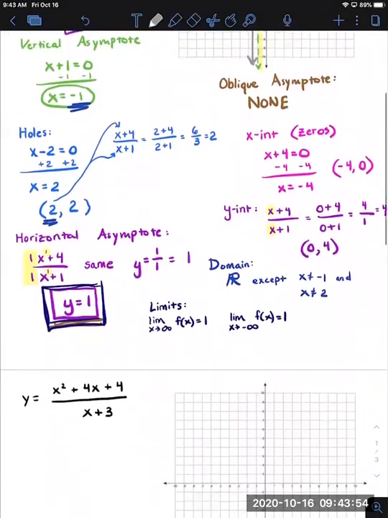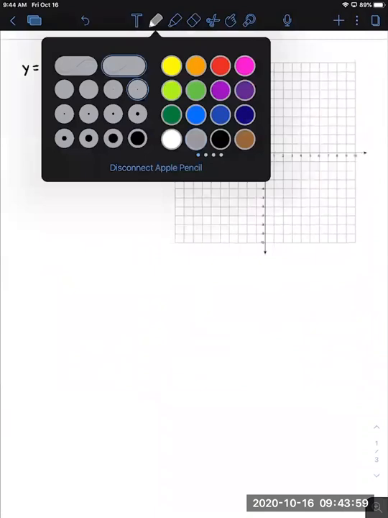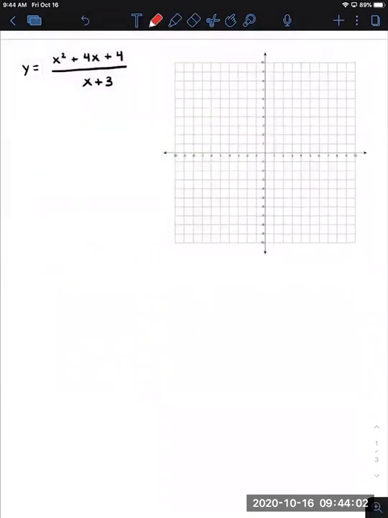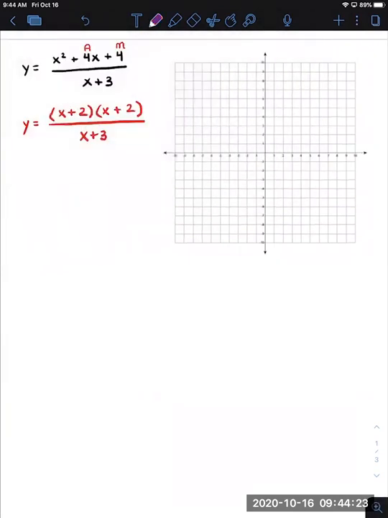Now we're going to do an example that has a slant asymptote. We're going to follow the same steps though. The first step is to factor. So I'm looking for things that multiply to 4, but also add to 4. So in this case, we have x plus 2 times x plus 2. In the denominator, we have x plus 3. So I have factored, but nothing has canceled. We don't have any common factors to cancel out.